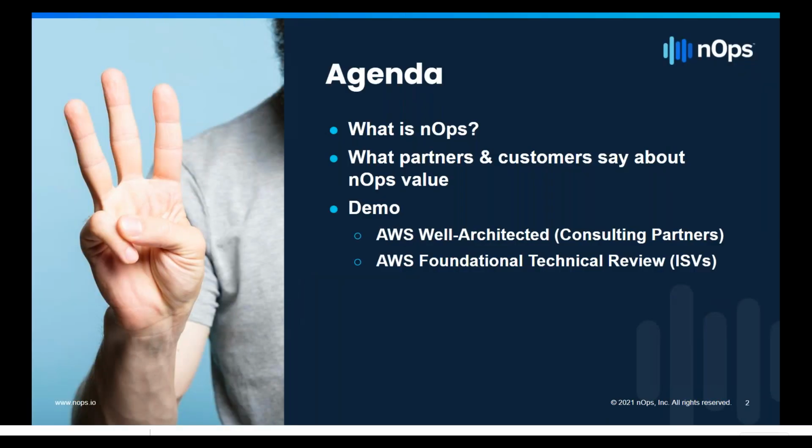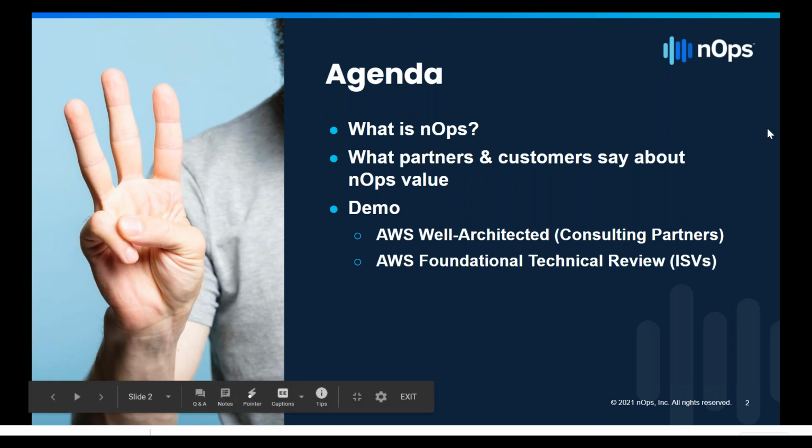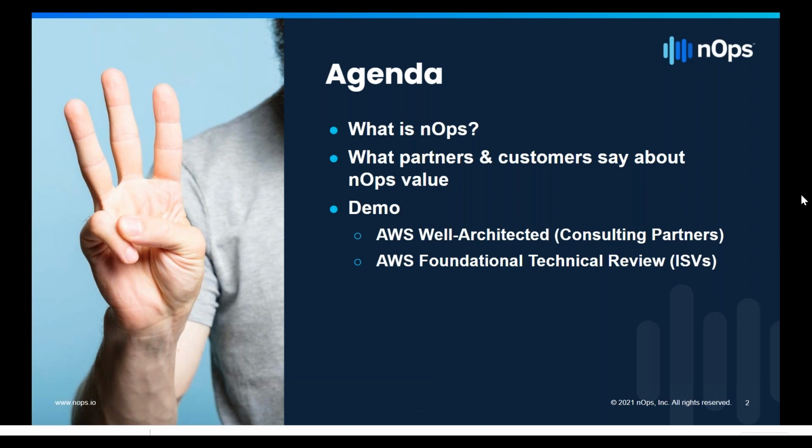I wanted to take you through just a couple of slides in the meantime, just to set it up if you're not familiar with NOps, to give you some context of what this is. There are really three parts to this: what is NOps, what partners and customers are saying about NOps' value to them right now, and then a demo. There are really two parts to that, which John will take us through: using NOps for AWS Well-Architected Reviews, really targeting consulting partners, and then how we're helping prepare and preview readiness for a foundational technical review that should be of interest to ISVs that are on the call.